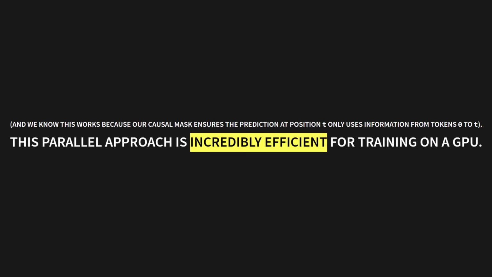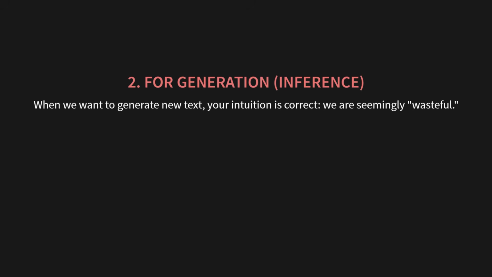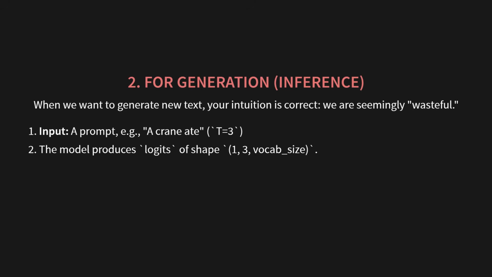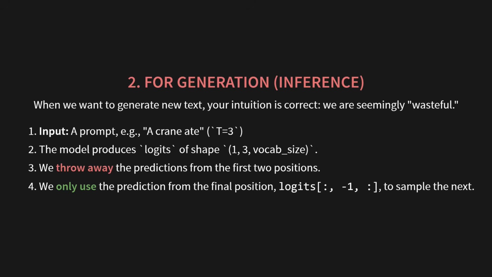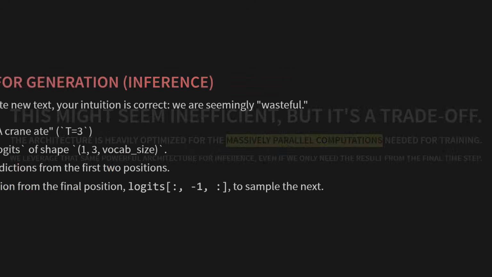Okay, but what about number 2? For generation, or inference. When we want to generate new text, your intuition is correct. We are, seemingly, being wasteful. Imagine our input is a prompt, like "a crane ate", where T equals 3. The model runs a forward pass and produces logits of shape 1 by 3 by vocab size. Now, here's the key part. We throw away the predictions from the first 2 positions. We only use the prediction from the final position, logits sliced at -1, to sample the next word.